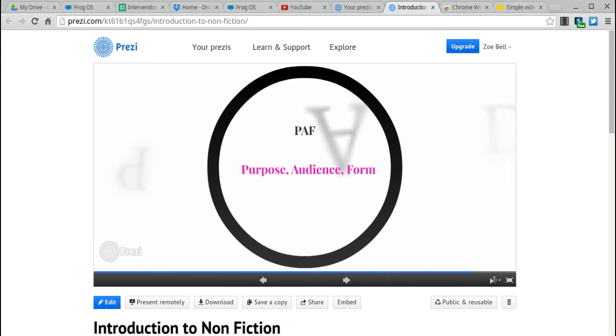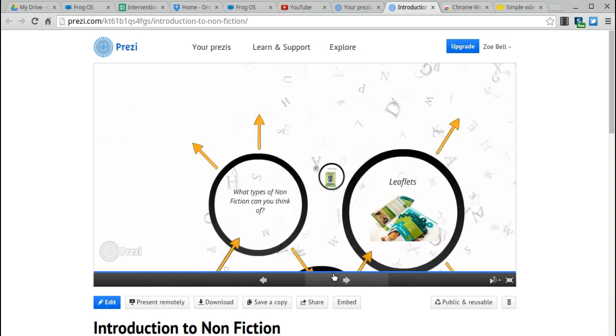And then you've got the form or the format. So that's the type of text that it is, whether it's a website, whether it's a speech, whether it's a leaflet, whatever type of text it is. Okay, and that is non-fiction.